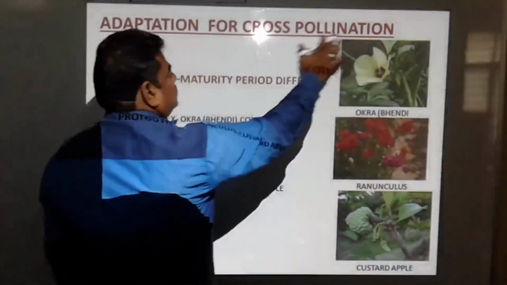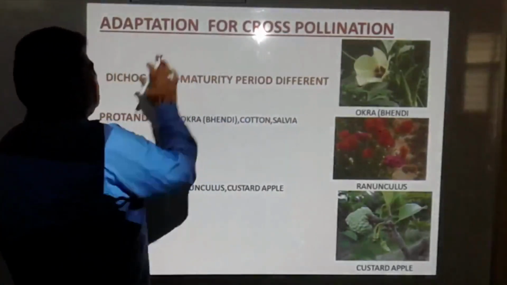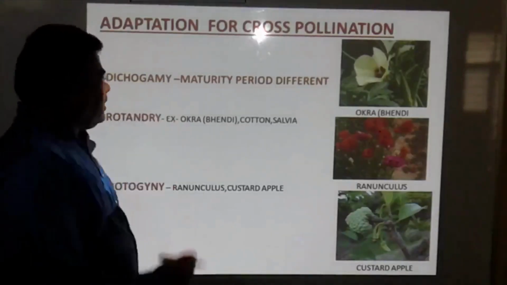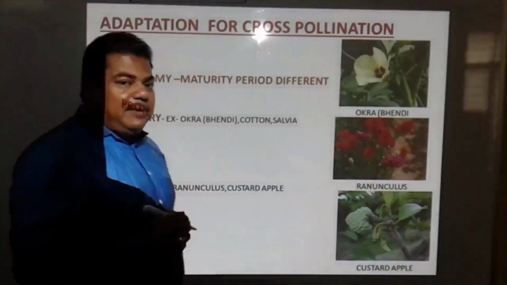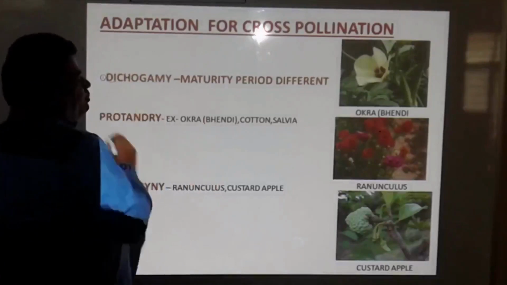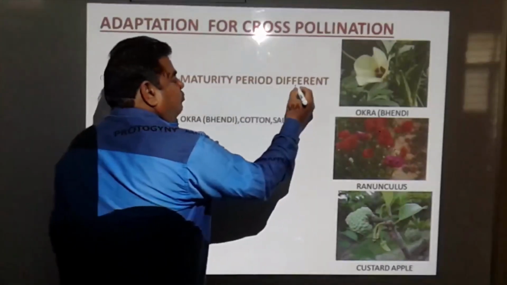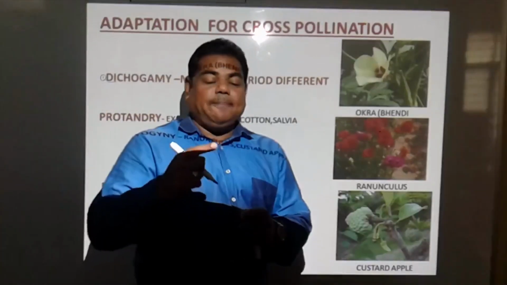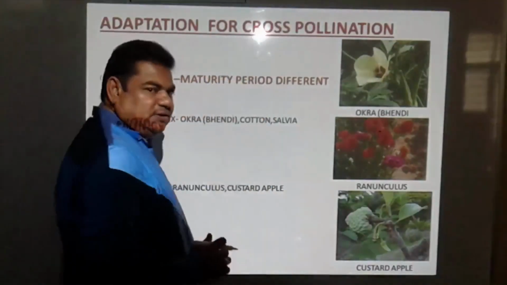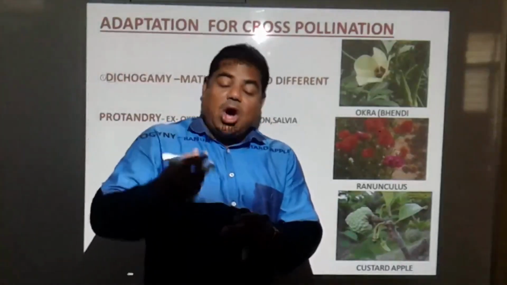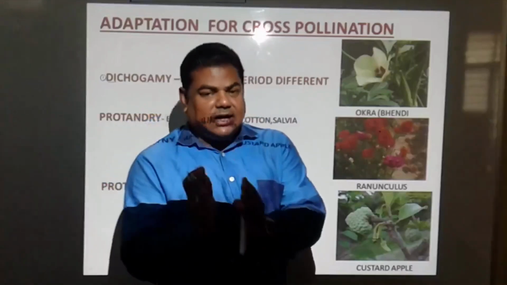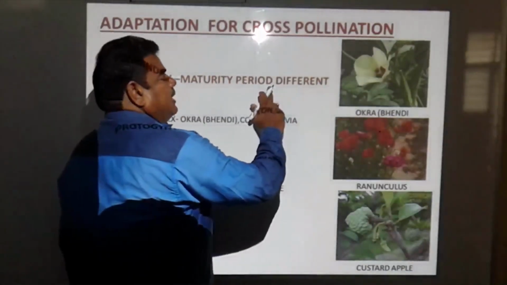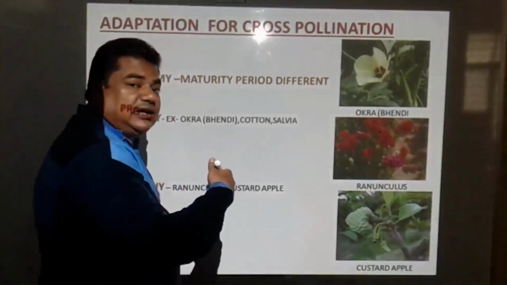Now see here, adaptation for cross-pollination. First example, this one, we call DICOGAMY. Here di means two. Dico means the maturity periods of the two sexual characters, the androecium and gynoecium present in the flower, are different. It means the androecium matures first and then the gynoecium, or the gynoecium matures first and then the androecium. That term we call DICOGAMY, meaning the maturity periods of androecium and gynoecium are different like this.